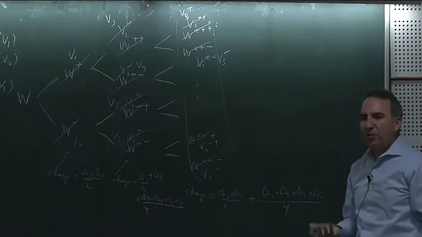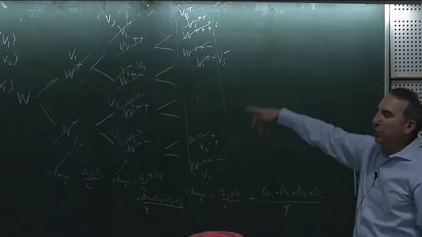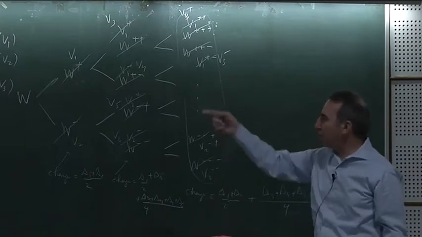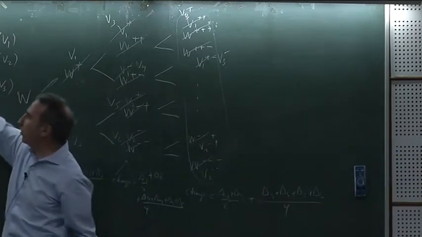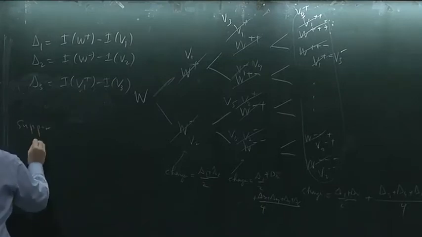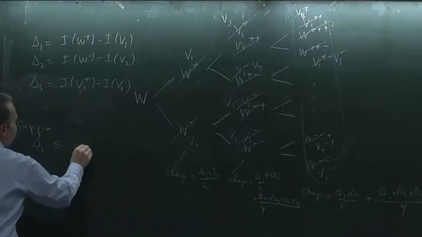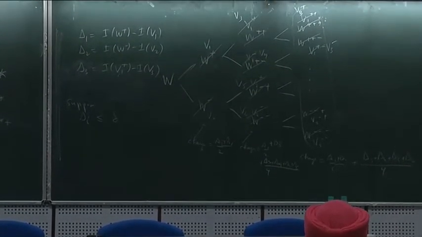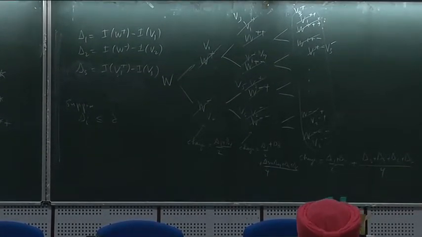Now, suppose I can ensure that all these changes I make, all these deltas that are here, are each upper bounded by some fixed quantity, little delta here. Okay. If I do that, what I say is the following thing.